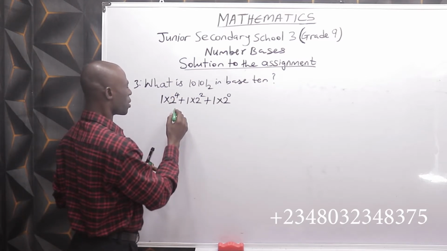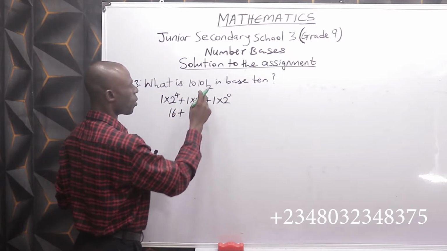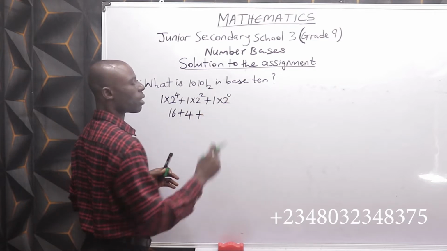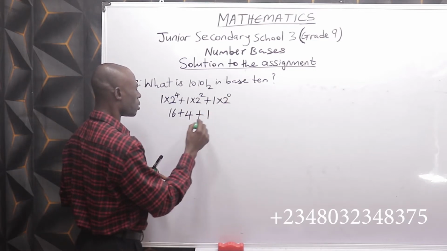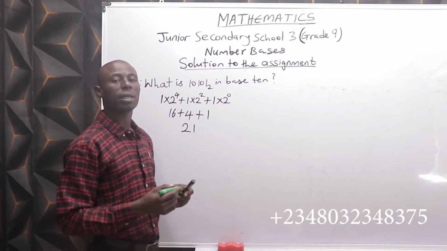2 raised to power 4 is 16. 16 times 1 is 16. Plus 2 raised to power 2 is 4. 4 times 1 is 4. 2 raised to power 0 is 1. 1 times 1 is 1. So the result here is 21 in base 10.